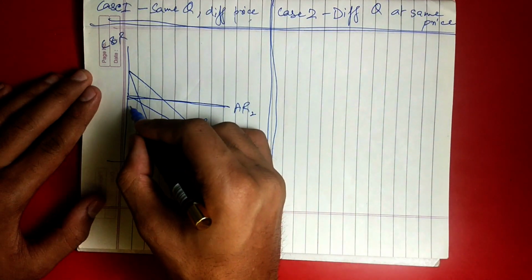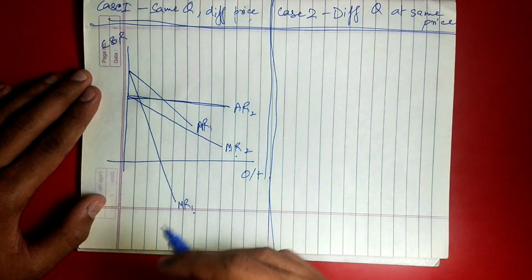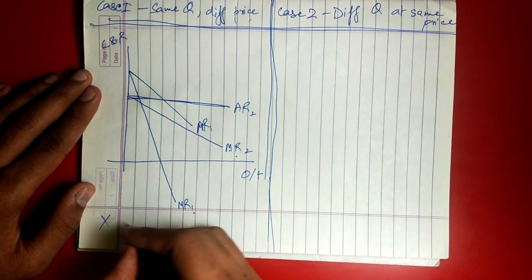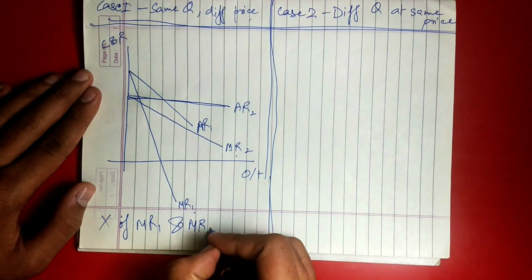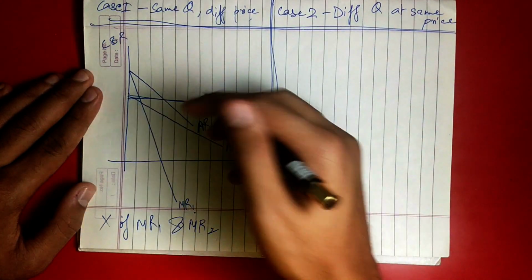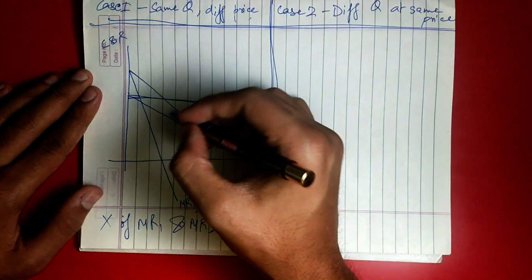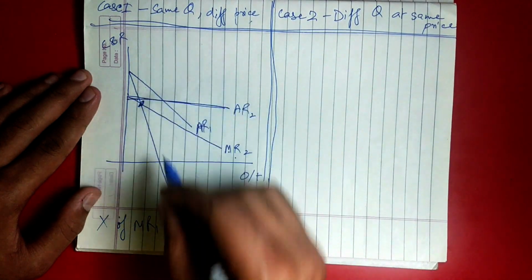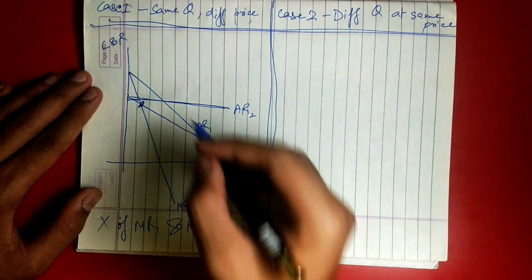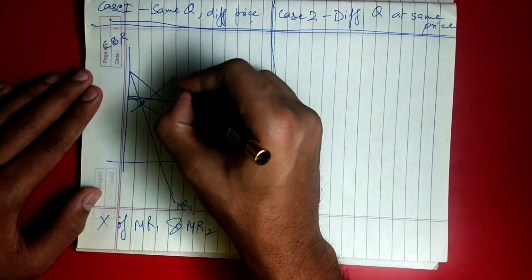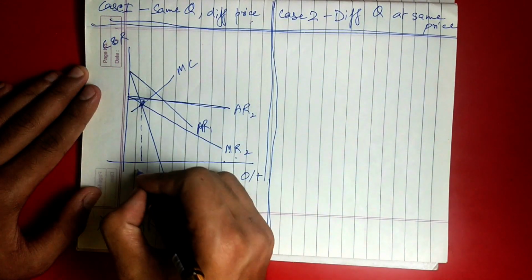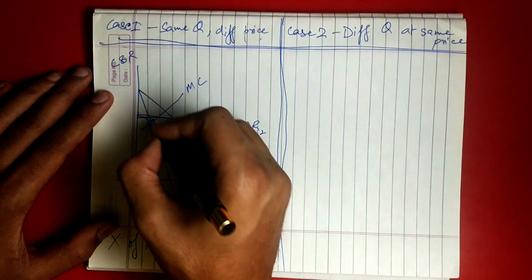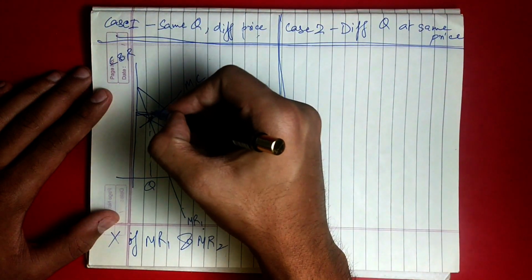So you have to pass the MC through the intersection of MR1 and MR2. I'm just telling you the idea to make the diagram in a very easy way. So this is the point where MR1 and MR2 intersect. So what you can do, you can just pass your MC from here. So if you go down, this is the quantity and this is the AR1.